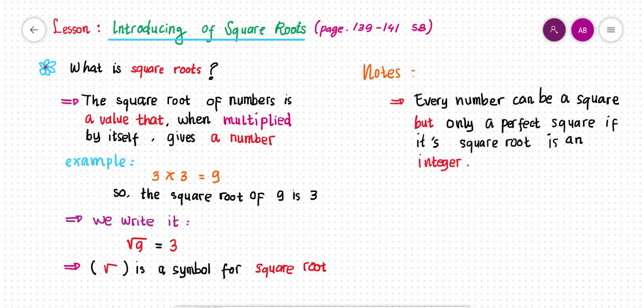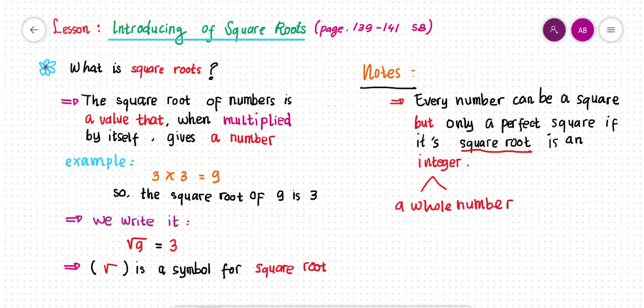Okay, kids, let's write some notes. Notes: every number can be a square, but it is only a perfect square if its square root is an integer. What is an integer? An integer, everyone, is a whole number. Whole numbers means that it is not a fraction nor a decimal. So that's why a perfect square will have a root that is an integer, or whole number.